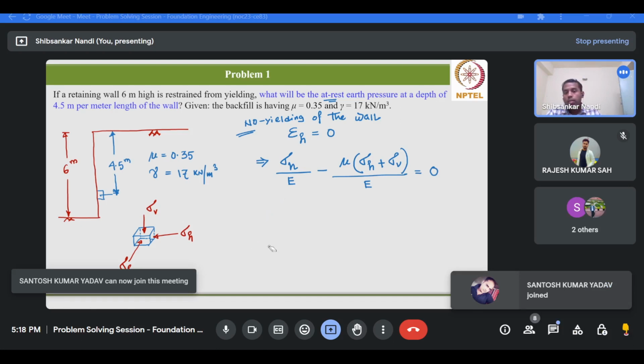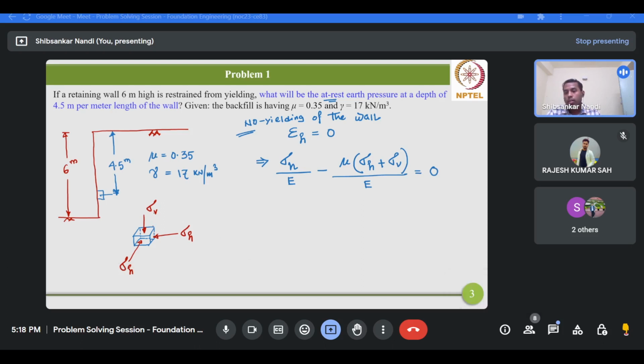So if this is the scenario, the soil element is subjected to three stresses: vertical stress along the vertical direction and two horizontal stresses along the horizontal direction. So this will be the horizontal strain.